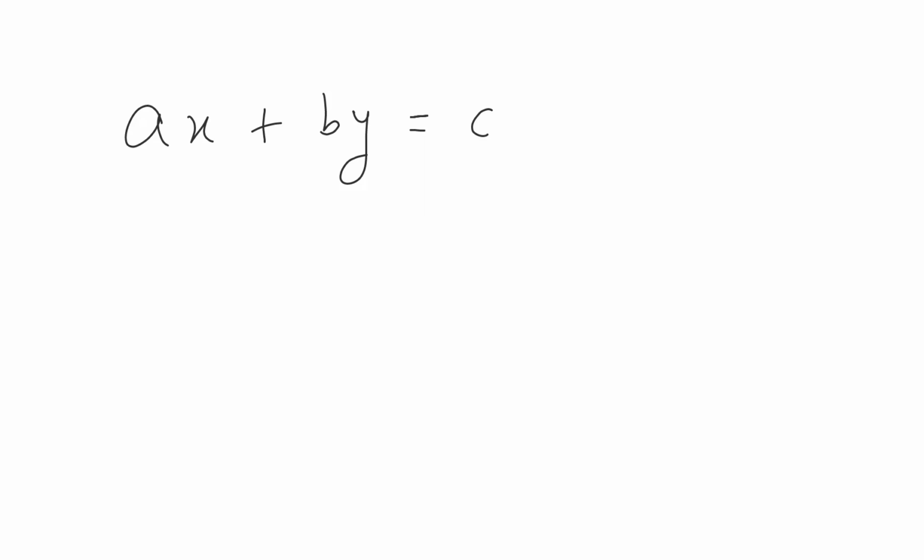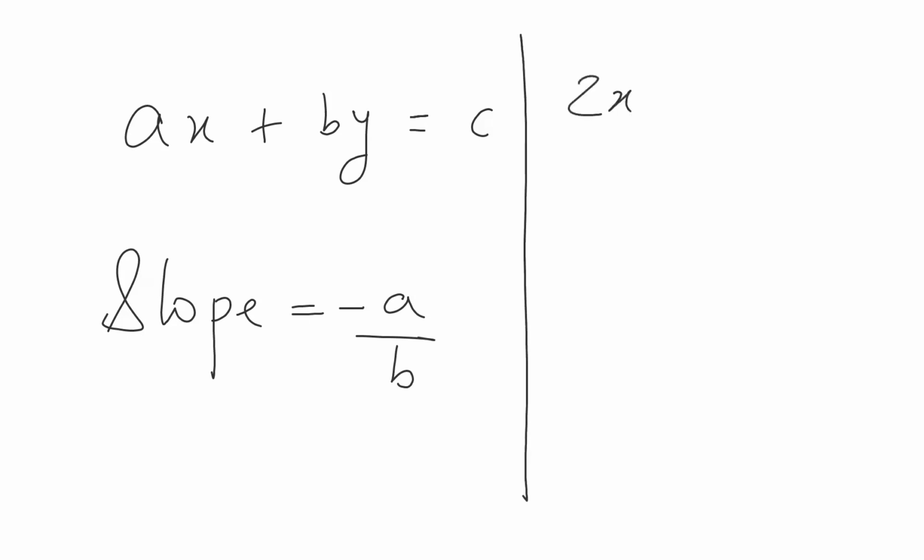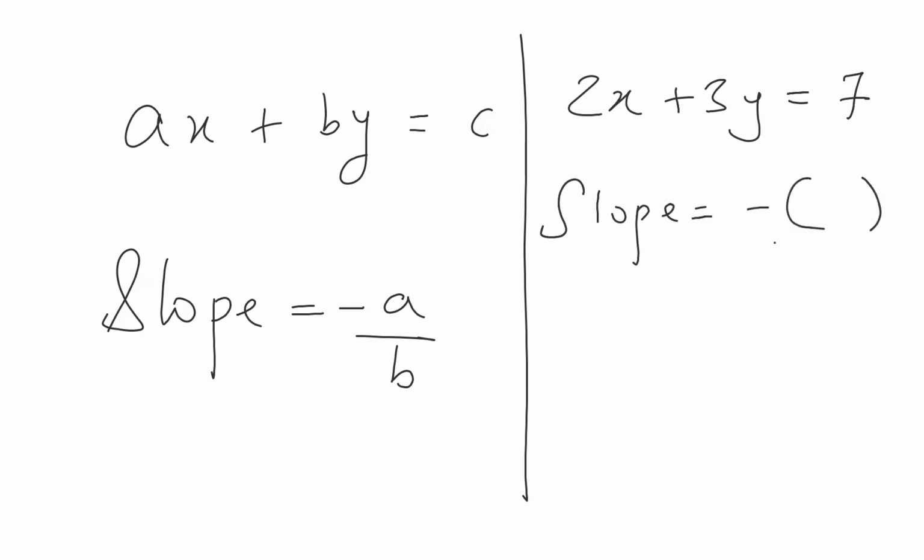Okay. The important thing over here to understand is how to calculate the slope of this line. So the slope is calculated as minus a by b. This is the formula for the slope of the line. Okay. So if the line is 2x plus 3y is equal to 7, the slope of the line will be, we'll put minus a by b, so minus bracket upon bracket. A is the coefficient of x, that is 2, and b is the coefficient of y, that is plus 3, or you can also write 3. So the slope of this line is minus 2 by 3, right?